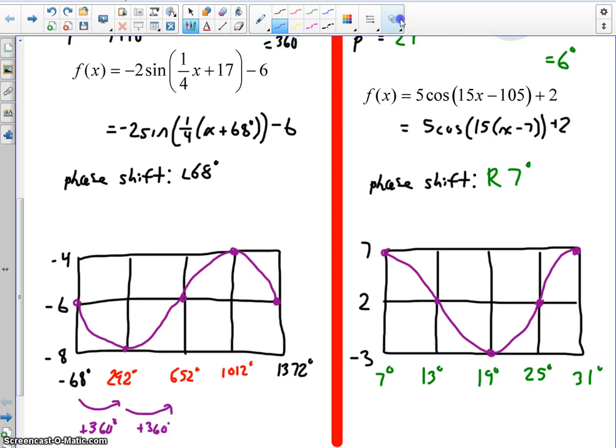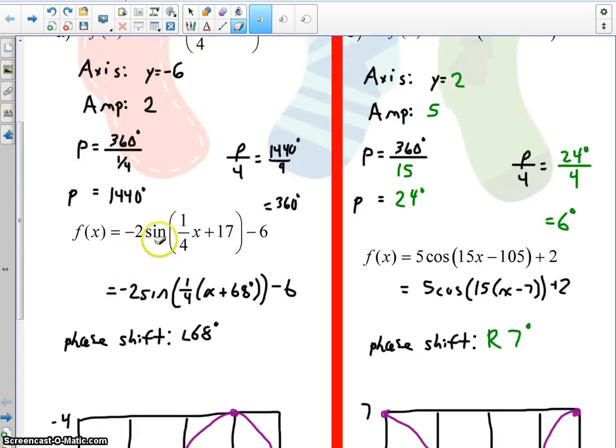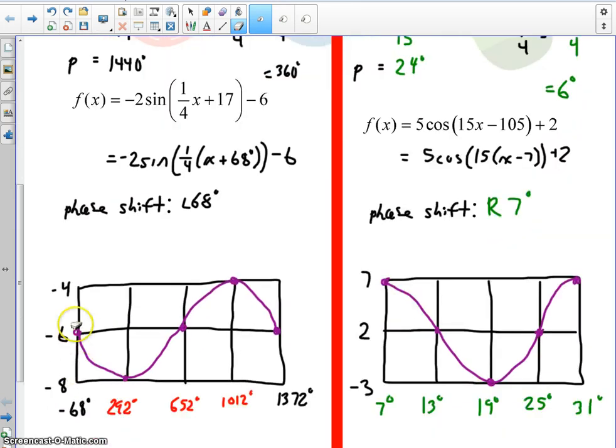Okay, so in order to get my sketch now, the last thing I need to figure out is what shape my graph will be. So I have a sine graph, and a sine graph starts on its axis. This is a reflected sine graph because of the negative out in front. So I'm going to start on my axis and go downwards from there. Let's go from axis to minimum to axis to maximum to axis. Okay, so I get my sketch there.